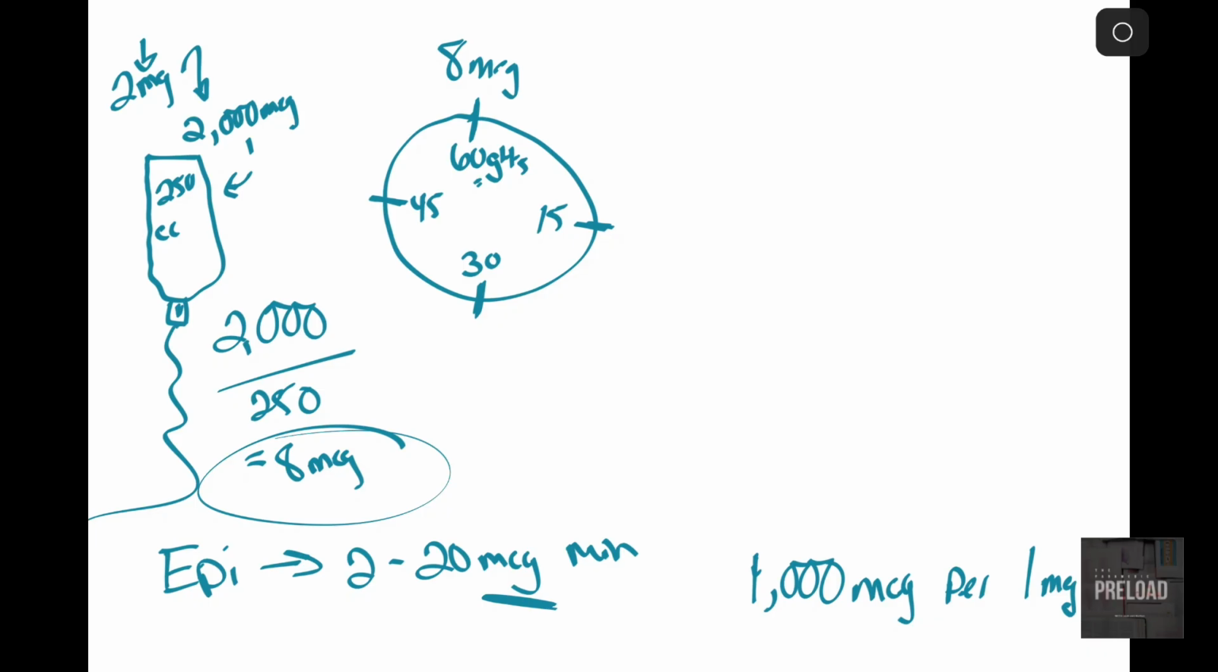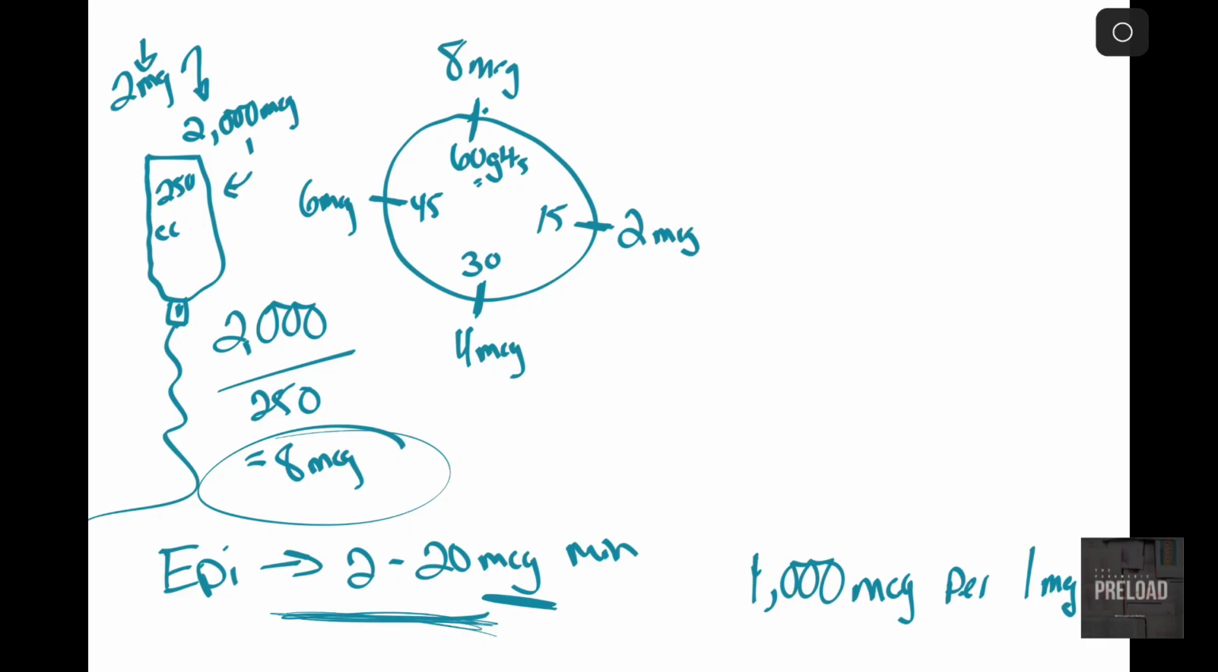So now, as I do with everything, I always say, okay, what's half of 8? So there's 4. So at 30, 4 micrograms. What is the halfway point between 4 and 8? Well, that's 6 micrograms. And then I always consider essentially right here 0 to 4. What is that? That's going to be 2 micrograms.